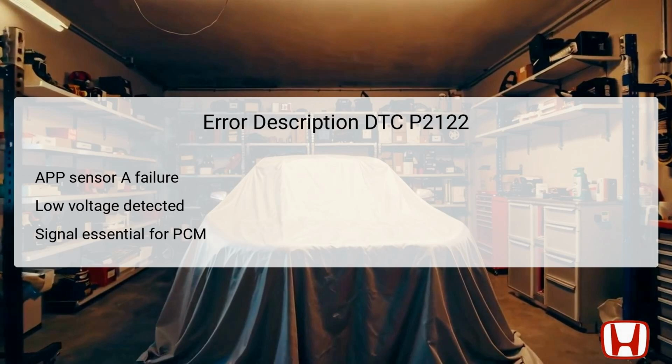Located near the accelerator pedal assembly, the sensor works continuously to ensure that engine performance aligns with driver commands. Monitoring this voltage is critical for engine performance and emissions controls, and a persistent low signal can lead to compromised vehicle functionality. Several factors can contribute to the occurrence of DTC P2122.